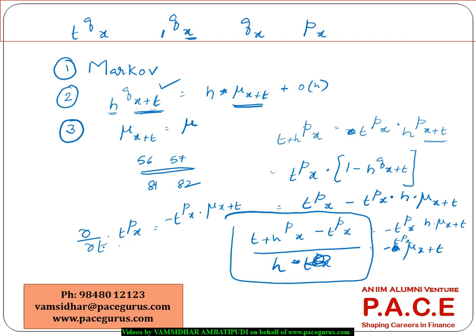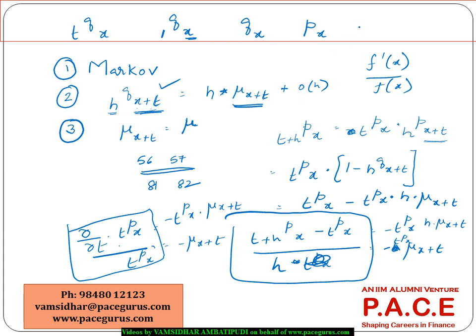Now I'll bring this tPx down. d by dt of tPx by tPx is minus mu x+t. So whenever we are talking about a derivative, this is looking like f dash of x divided by f of x. This I can very well write as the derivative of log f of x, because the derivative of log f of x is 1 by f of x times f dash of x, so it becomes f dash of x by f of x. So this is equal to minus mu x+t.